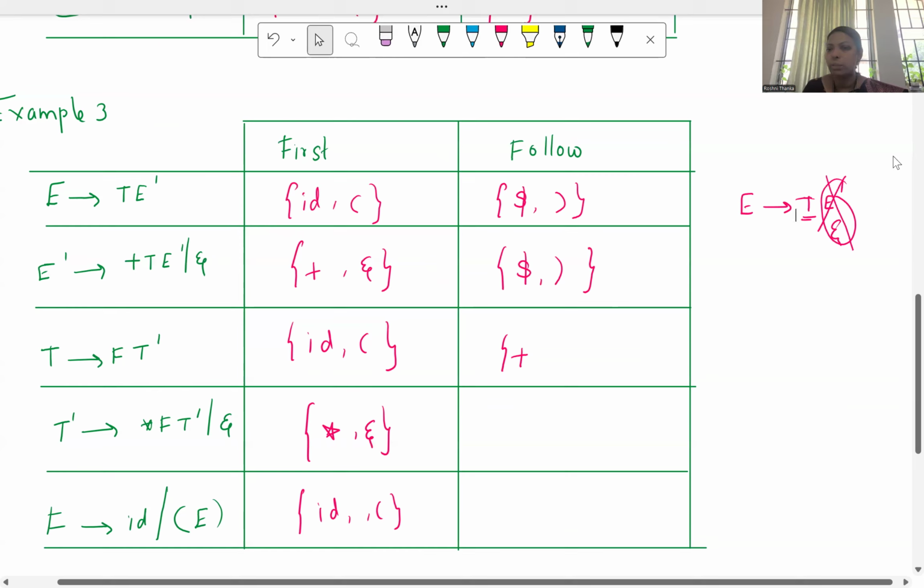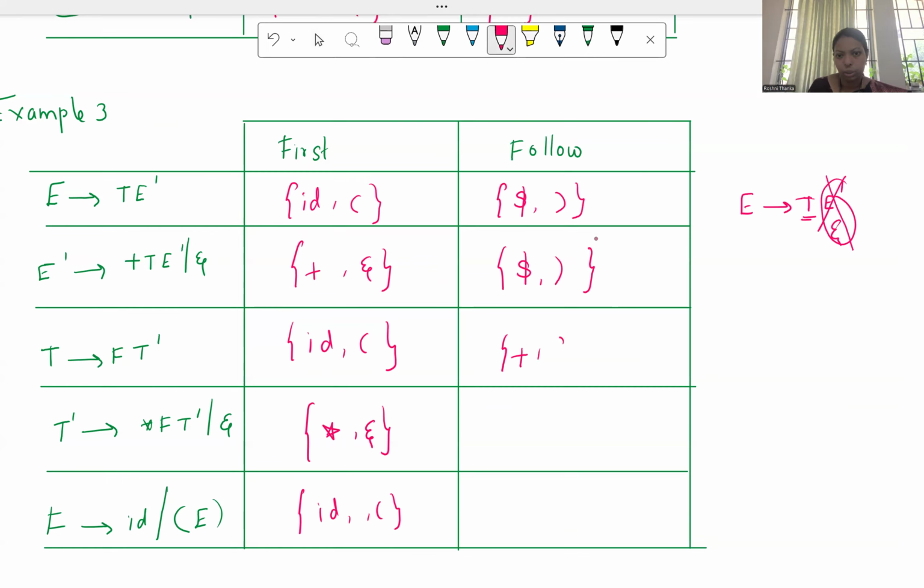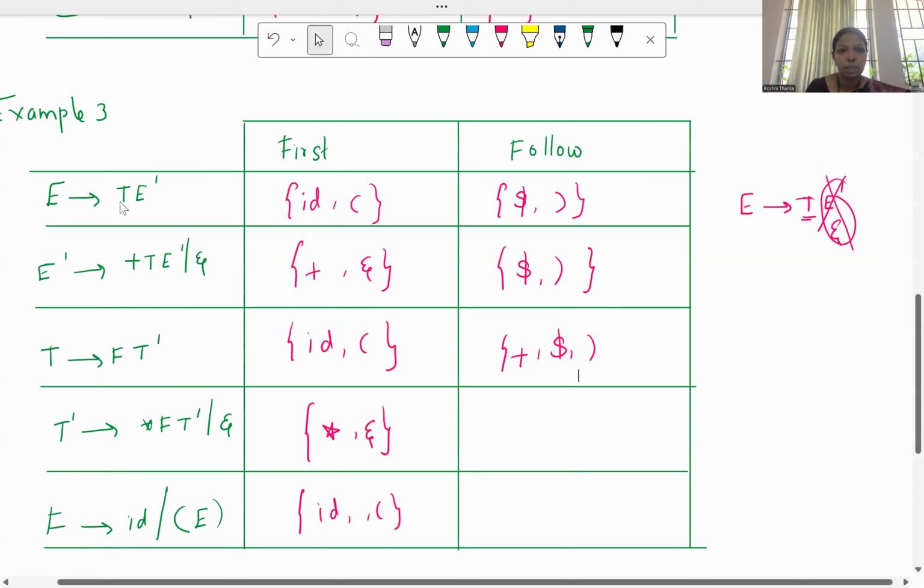So if nobody is coming, you have to see the follow of the left hand side. What is the follow of the left hand side? E. So what is follow of E? It is dollar and close parenthesis. So include that as well. Got it? So that is this T is over.